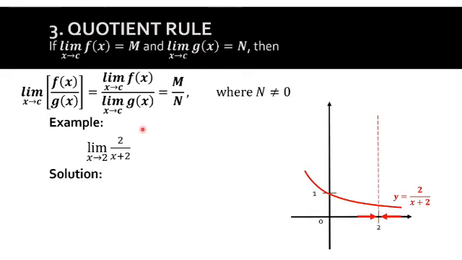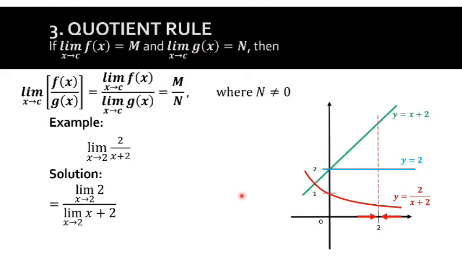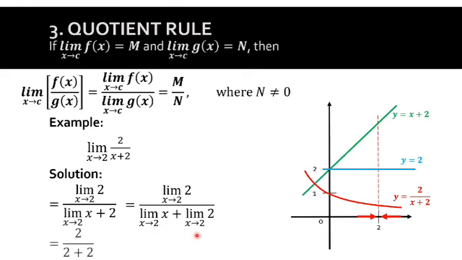The solution. So following the quotient rule, this is equal to the limit of the numerator over the limit of the denominator. The numerator is actually a constant function, y is equal to 2, and the denominator is a linear function, y is equal to x plus 2. So using the sum rule on the denominator, we have this, and taking the limit of the constant function 2 as x approaches 2 is equal to 2, and the limit of the identity function x as x approaches 2 is equal to 2 also, plus the limit of constant 2 is equal to 2.